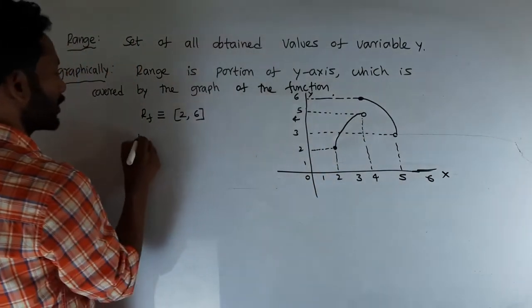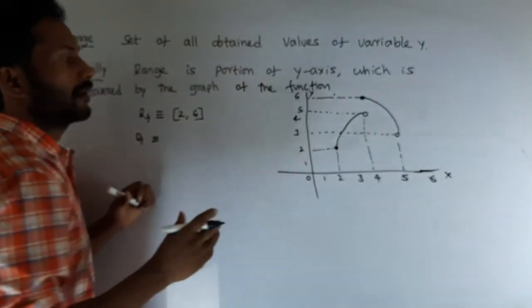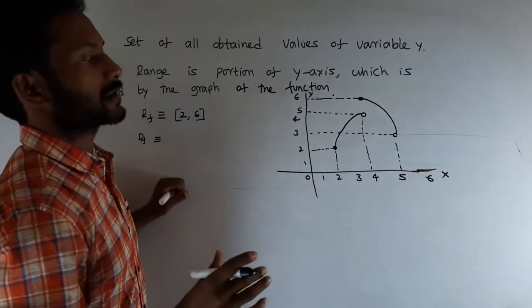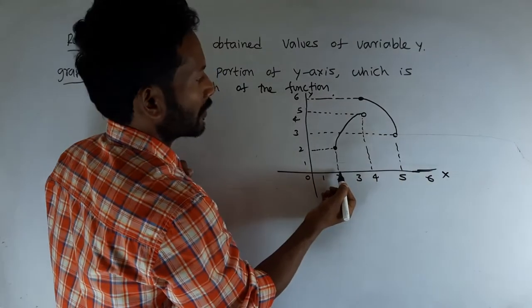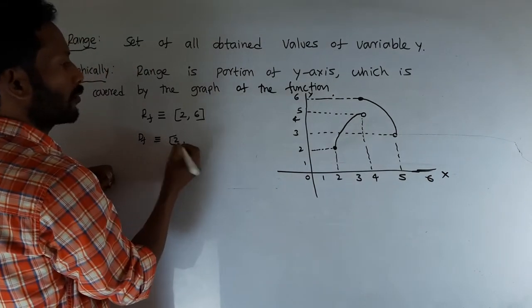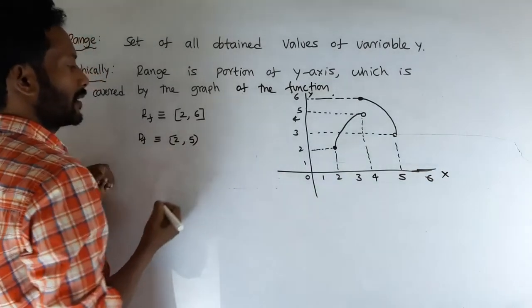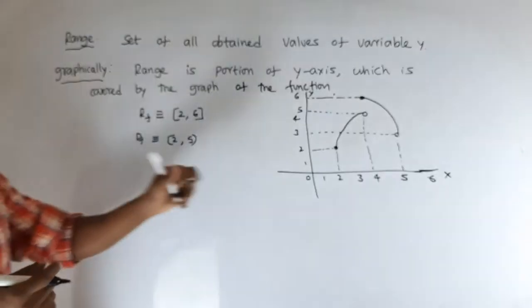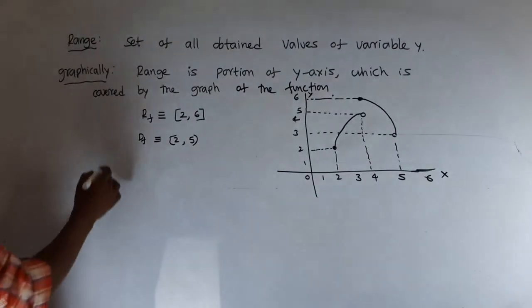What is the domain of this one? Domain is the portion of the x-axis which is covered by the graph. What is the portion of the x-axis? So 2 to 5. Here closed interval 2 to open interval 5. This one is open interval 5. So this one is the shaded circle, this one is the unshaded circle. Just one more example.